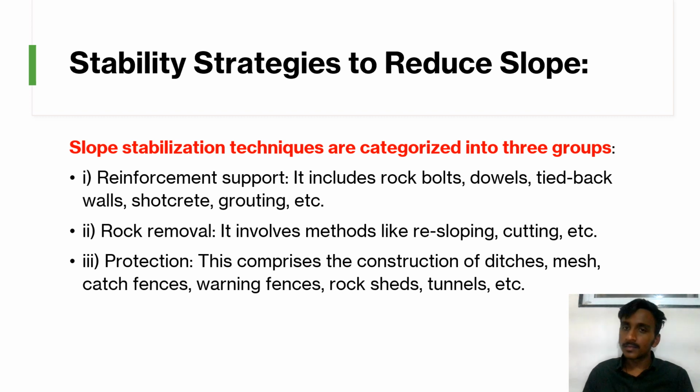Rock bolts means providing rock bolts perpendicular to the joints of rocks. Due to this, discontinuity of joints in rock masses is reduced. Second is dowels. Dowels are also known as steel rods. Steel rods are installed in the rock mass and then grouted. Shotcrete is done in soil mass by providing some external steel rods.